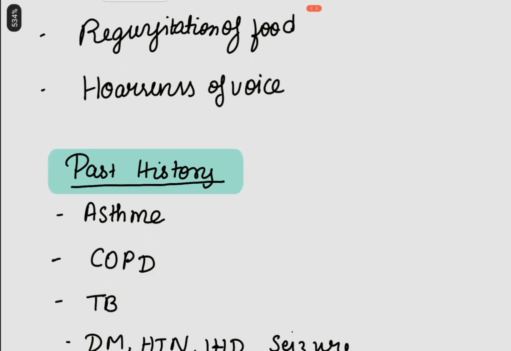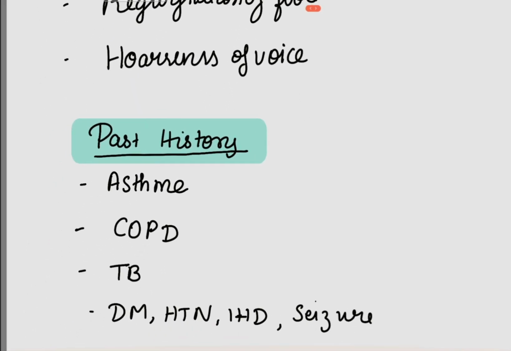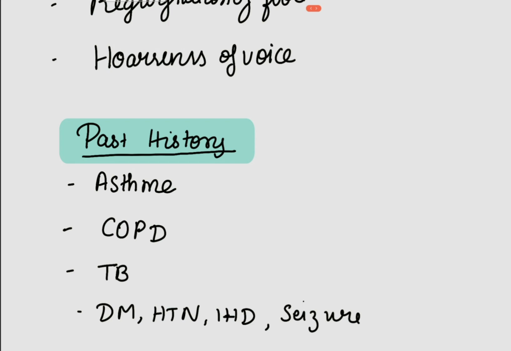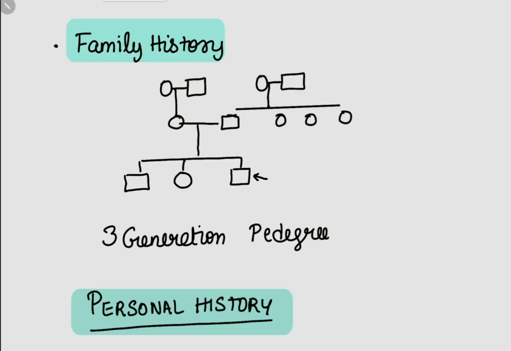Once we are done with HOPI, we have to speak about past history, such as asthma, COPD, TB. These are very significant past history, especially in a respiratory case. Ask this without fail, in detail. Then we have the usual ones, such as diabetes, hypertension, ischemic heart disease, seizures. Then moving on to family history, draw a 3 generation pedigree.